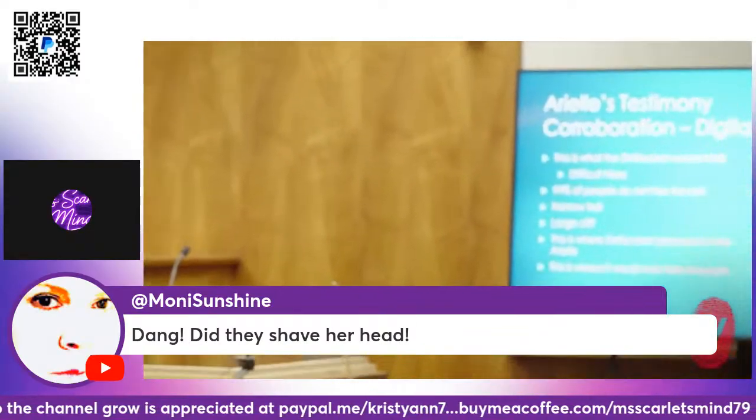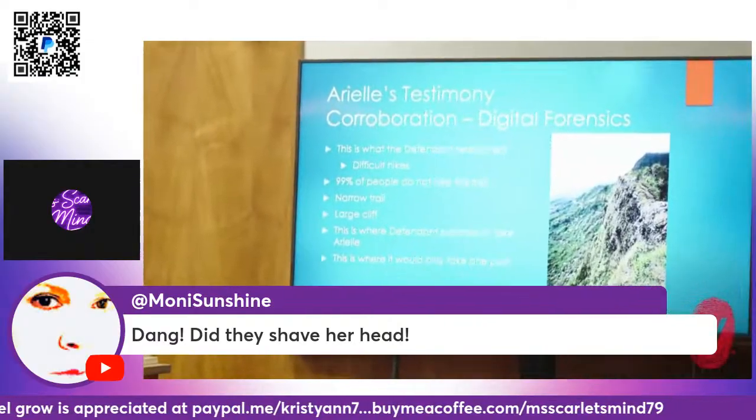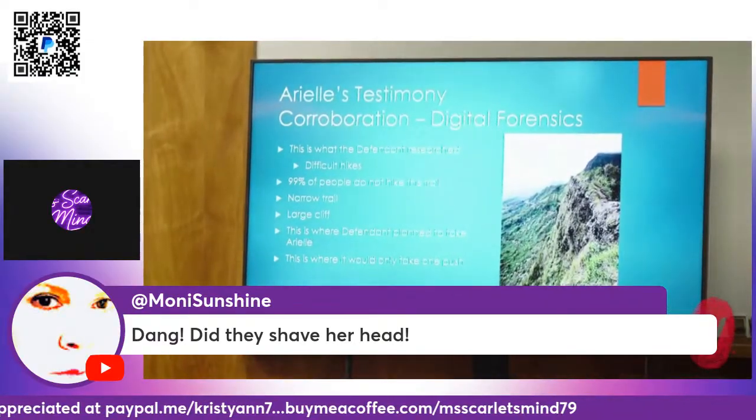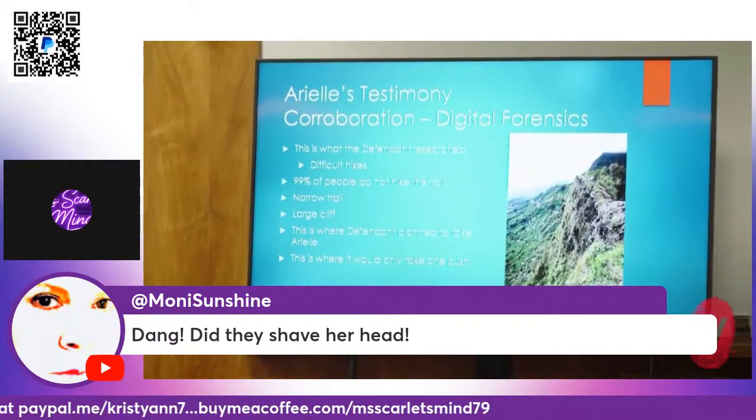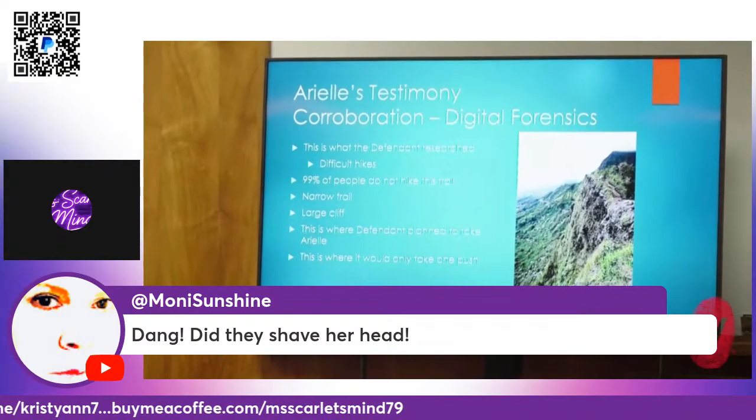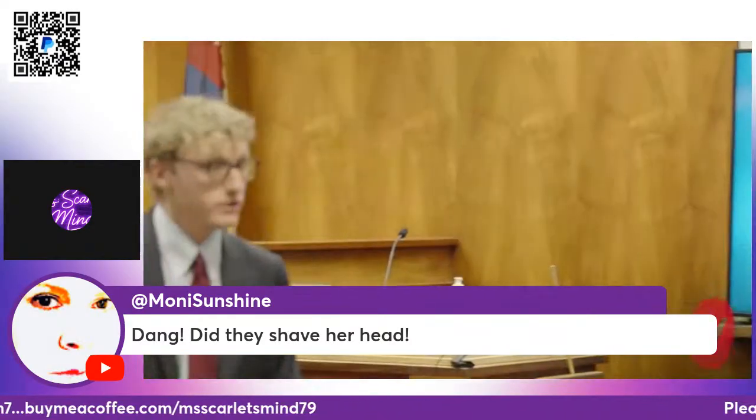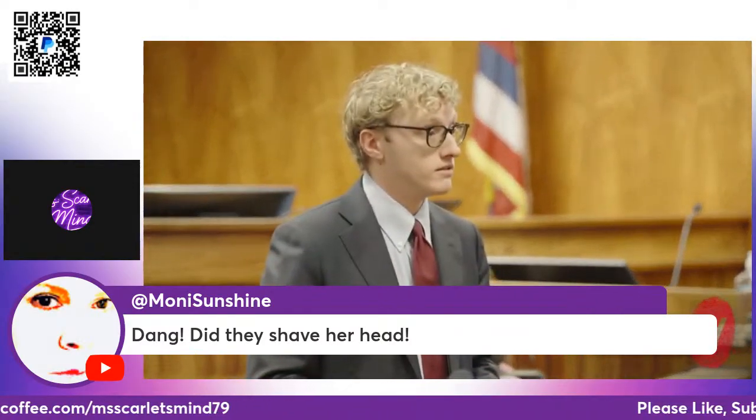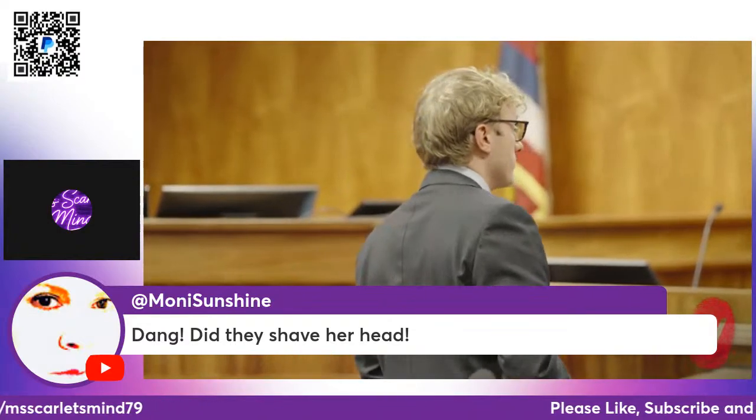This trail, about a foot wide, somewhere around there. One push is all it would take on this trail. Nothing for her to grab onto. One push, and it's a tragic accident. That is what the defendant was researching.